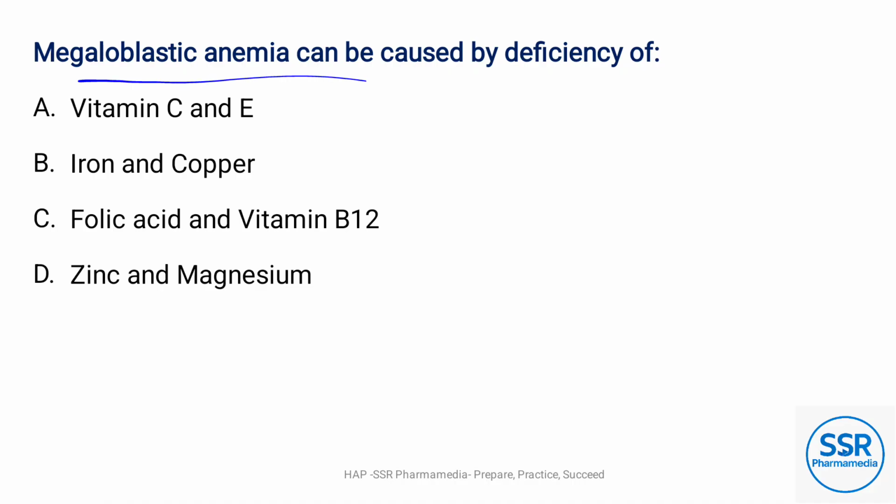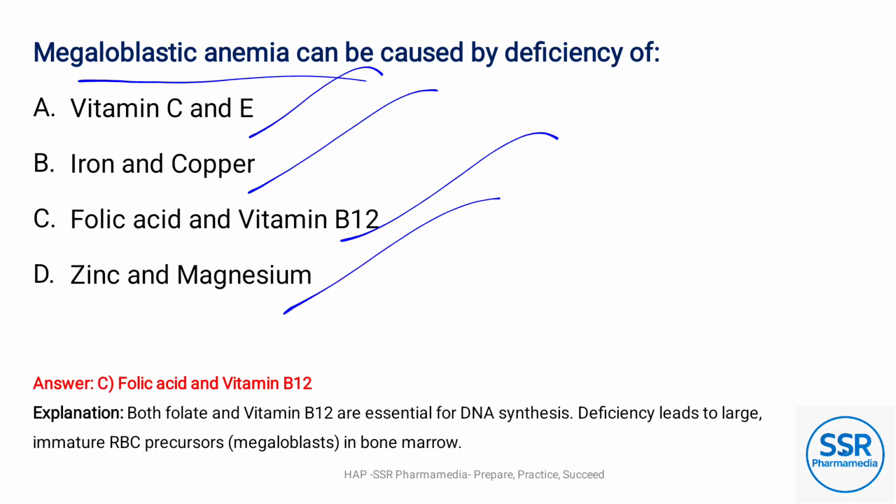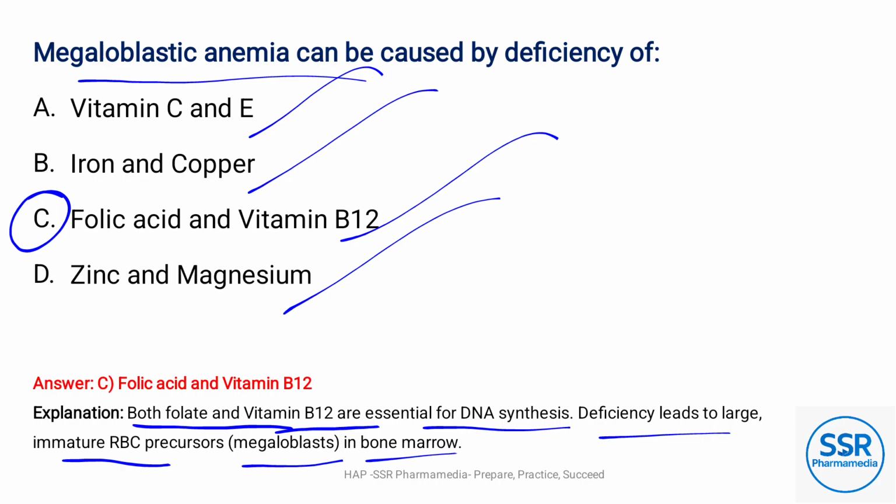Next, megaloblastic anemia can be caused by deficiency of which? Option A, vitamin C and vitamin E. Option B, iron and copper. Option C, folic acid and vitamin B12. Option D, zinc and magnesium. So the answer is option C, folic acid and vitamin B12. Both folate and vitamin B12 are essential for DNA synthesis. Deficiency leads to large immature RBC precursors, megaloblasts, in bone marrow.